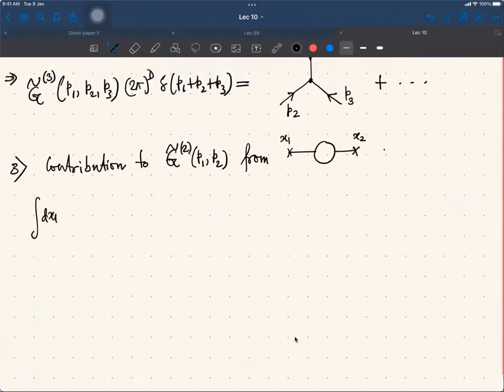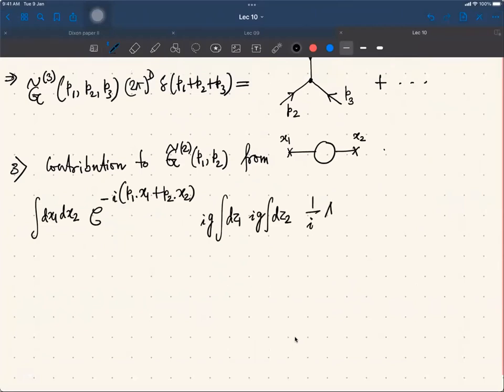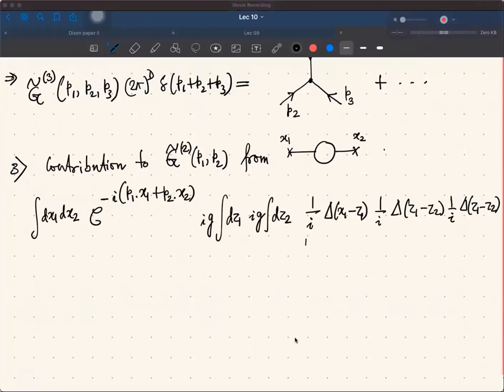And that is the integral dx1 dx2 e to the power minus i (p1 dot x1 plus p2 dot x2) times ig integral dz1, ig integral dz2. There are two vertices, and then there are propagators, one from x1 to z1, the first vertex, then from z1 to z2, and there are two of them, so 1 over i delta z1 minus z2, squared, and then 1 over i delta z2 minus x2.